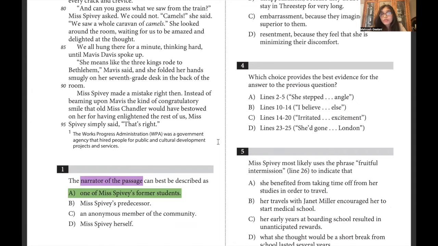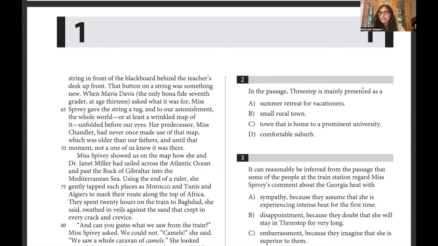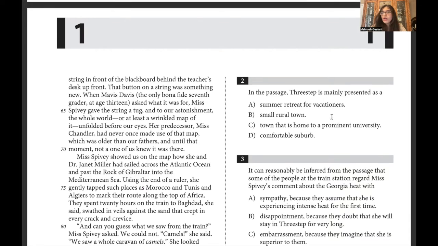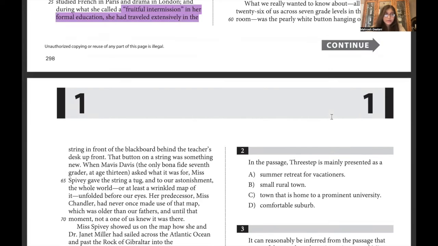To quickly move on, let's go to the second question. It says, in the passage, Three-Step is mainly presented as: A, a summer retreat for vacationers, B, a small rural town, C, a town that is home to a prominent university, and D, a comfortable suburb. Well, this is part of the main idea, the setting of the story. Where is this taking place and how is this place described?